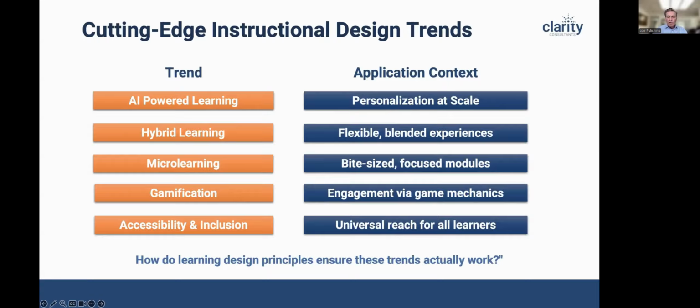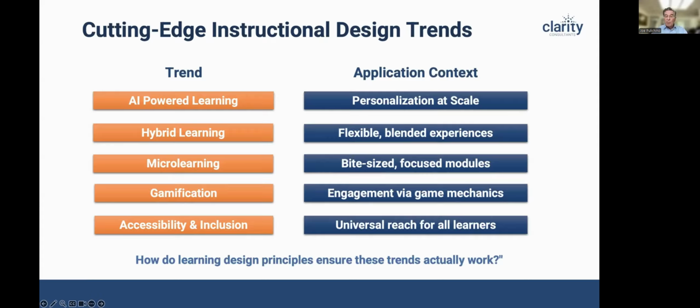AI-powered learning can drive personalization at scale by understanding and responding to each learner's specific needs. Hybrid learning provides flexible, blended experiences that meets learners where they are, respecting their time, priorities, and workflow. Microlearning delivers bite-sized, narrowly focused learning chunks that facilitates learning in the moment of need. Gamification uses classic game mechanics to engage learners, maintain their attention, and drive motivation. And accessibility and inclusive design ensures universal accommodation of learner diversity, no matter who they are and where, when, or how they are learning.